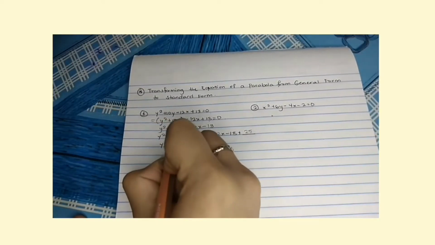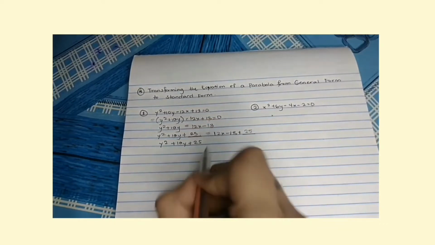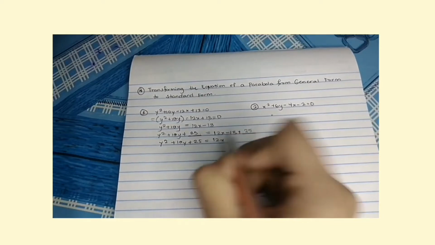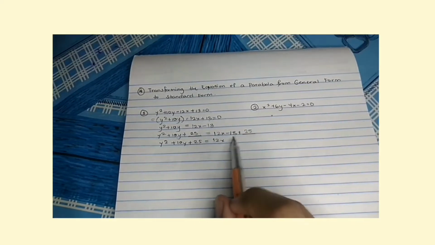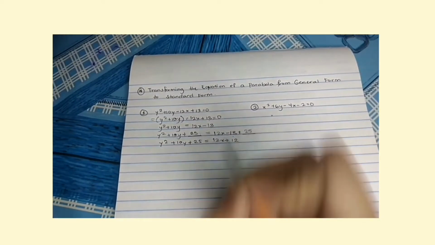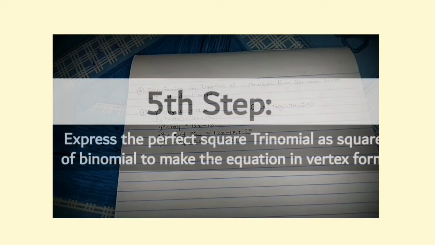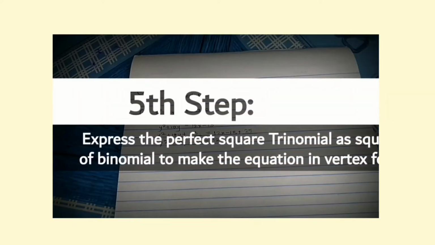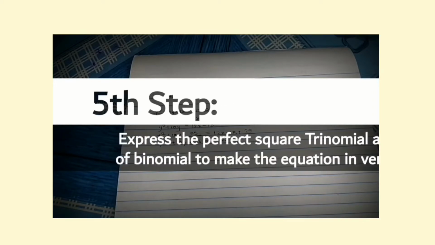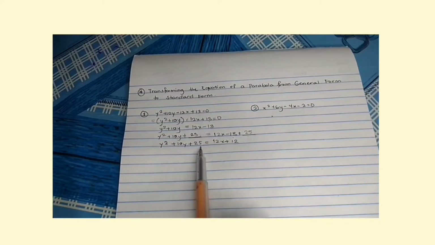The fourth step is to simplify both sides of the equation. y squared plus 10y plus 25 is equal to 12x. Negative 13 plus 25 we have positive 12. The last step is to express the perfect square trinomial as the square of a binomial to make the equation in vertex form. Over here we have to square the binomial.